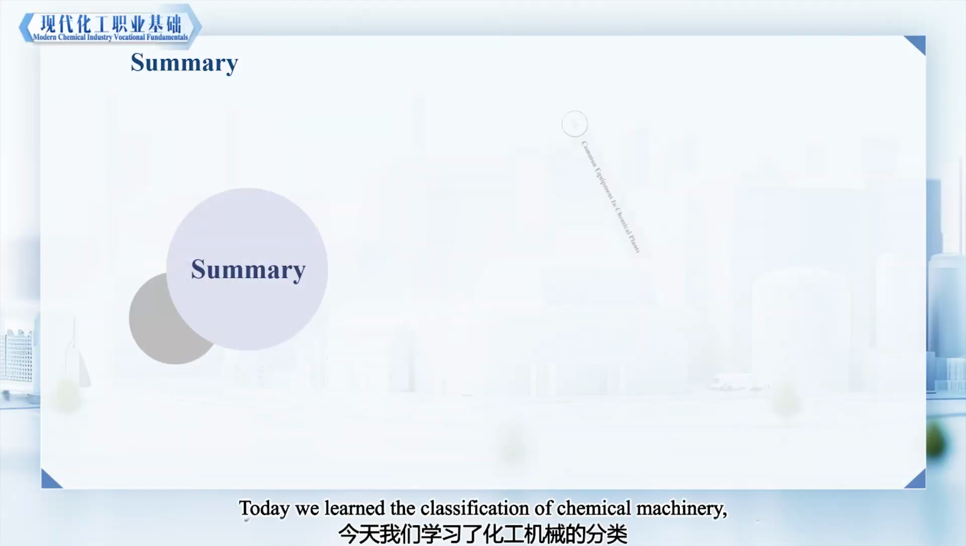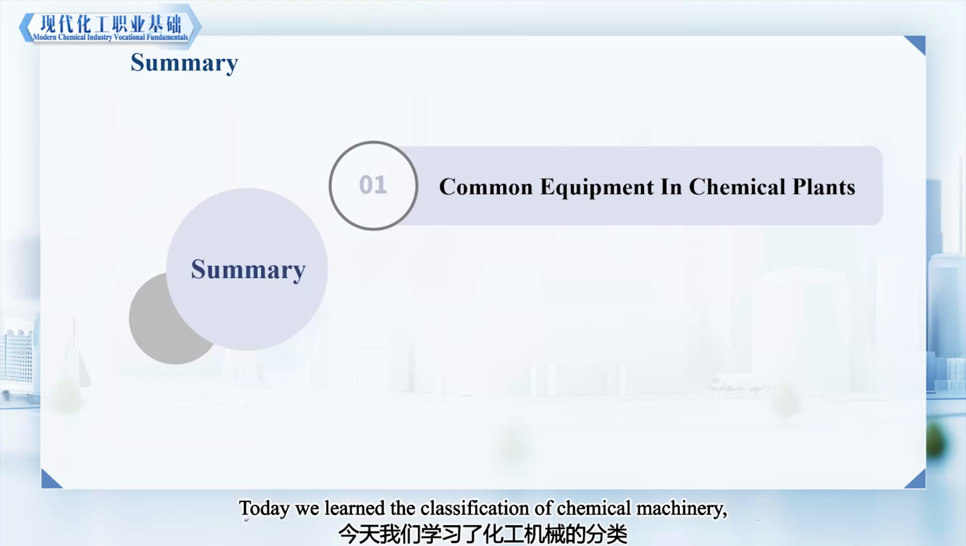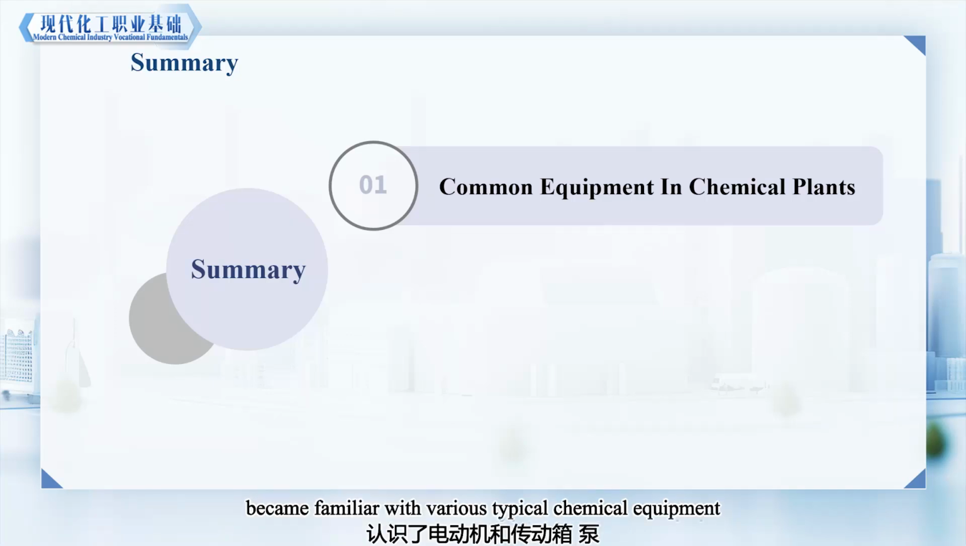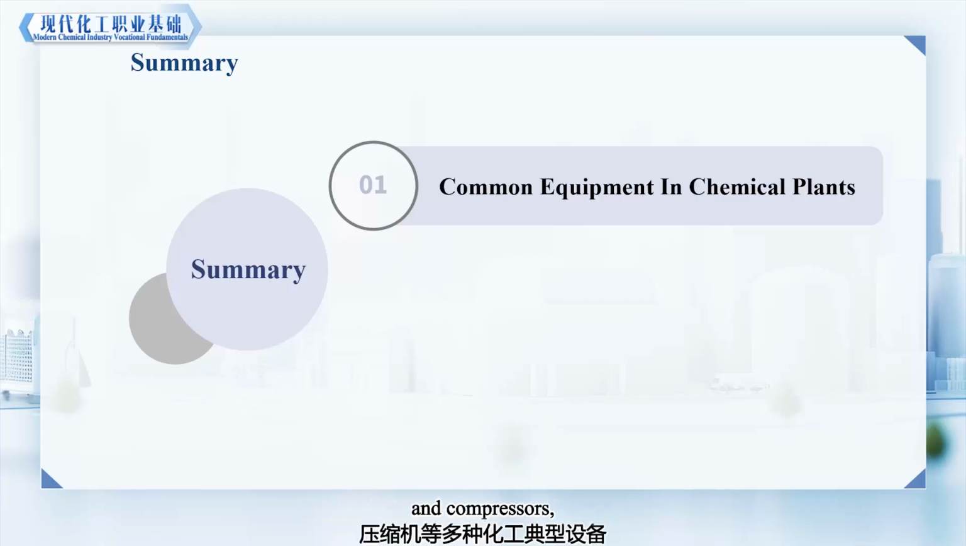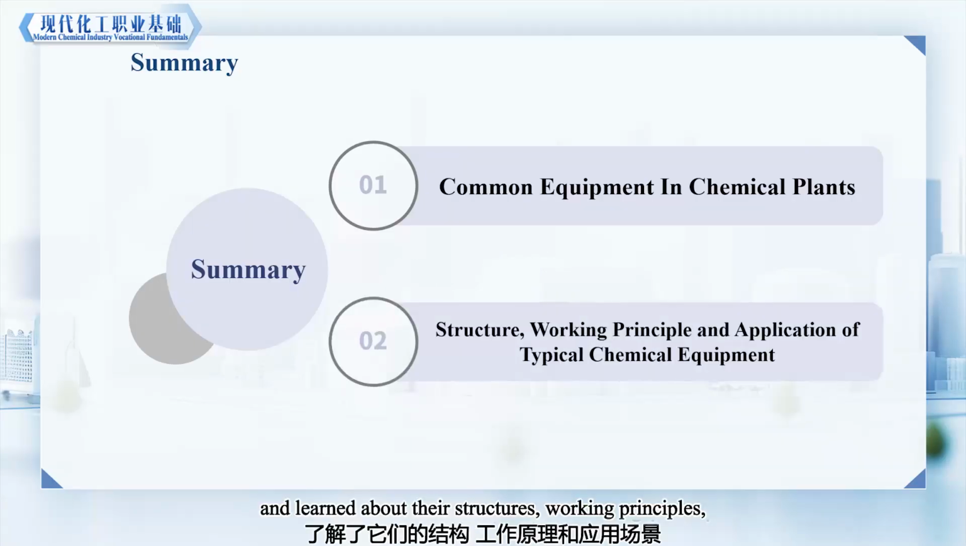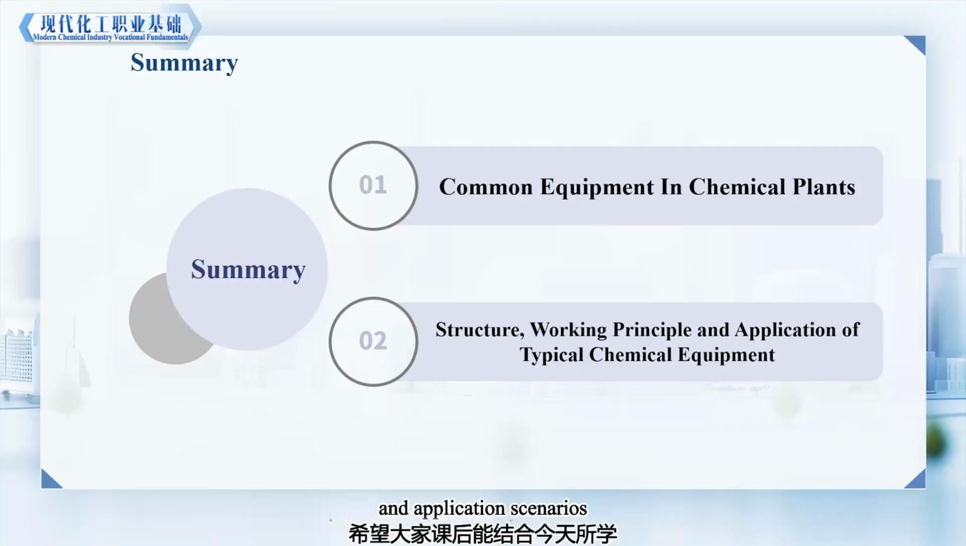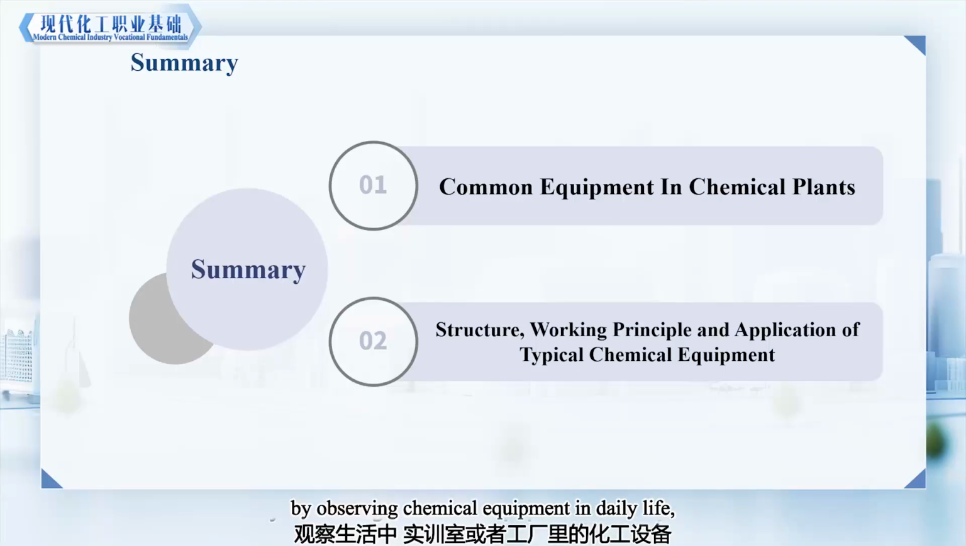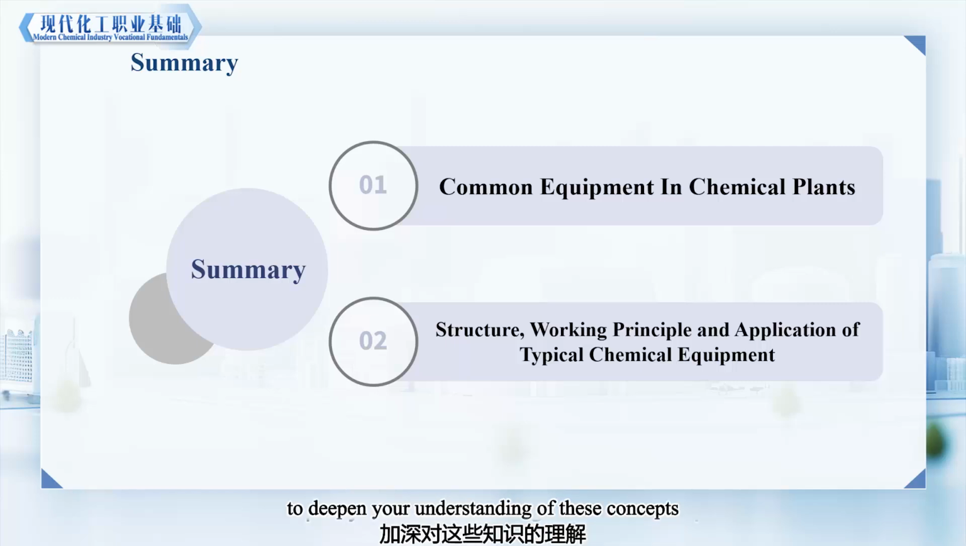Class summary. Today we learned the classification of chemical machinery, became familiar with various typical chemical equipment, such as electric motors and gearboxes, pumps and compressors, and learned about their structures, working principles, and application scenarios. I hope that after class, you will combine what you have learned today by observing chemical equipment in daily life, training labs, or factories to deepen your understanding of these concepts.